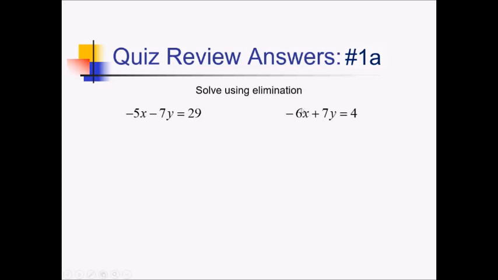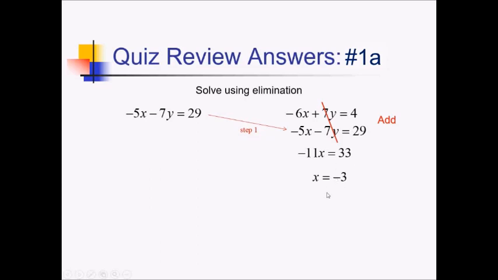So my next step then is just to add these equations together. I'm just going to rewrite this first equation under the second one, just so they're nice and lined up. And now I'm just going to combine like terms. So adding these together, the 7y's are going to cancel. Negative 6x plus negative 5x gives us a negative 11x on the left side. And on the right side, 4 plus 29 is 33. Dividing both sides by negative 11 to get x by itself, we have x equals negative 3.